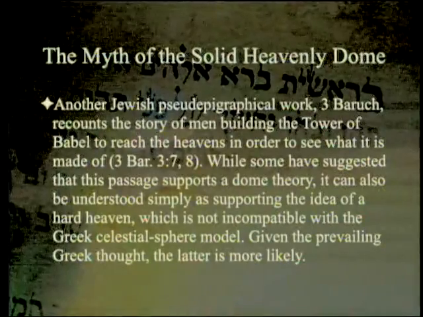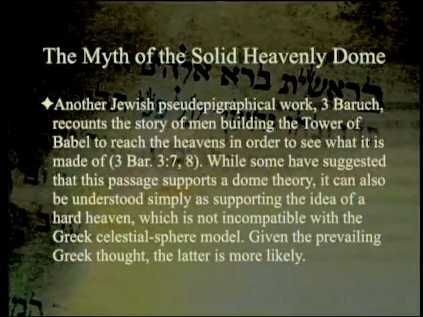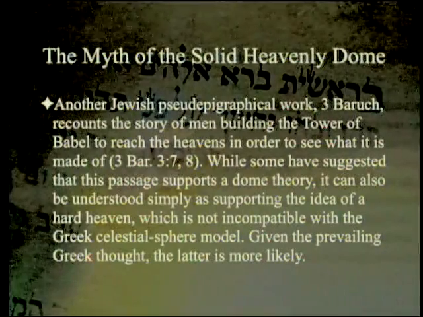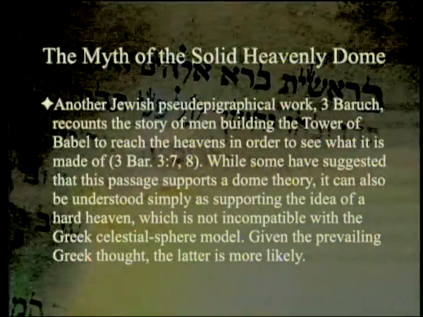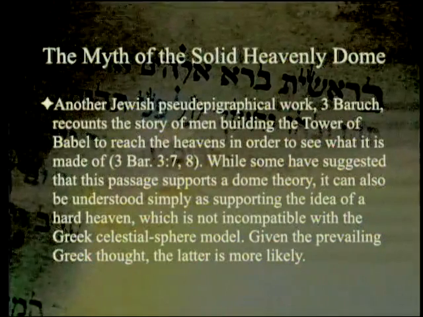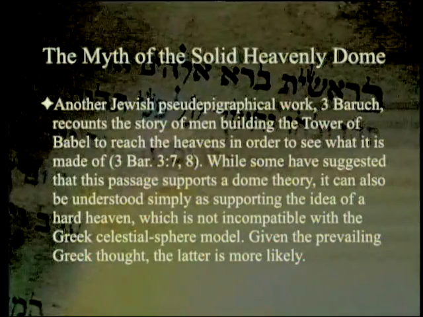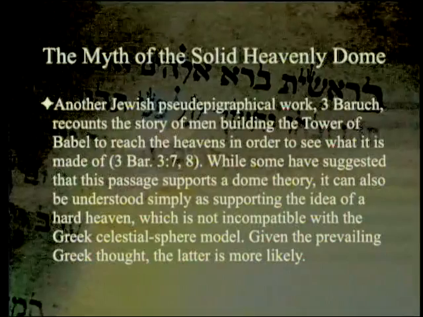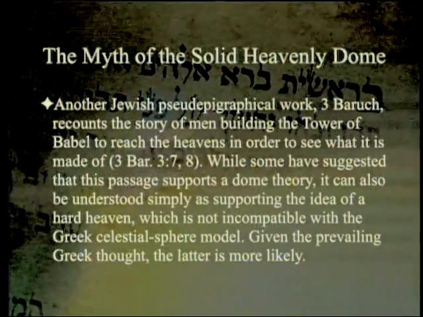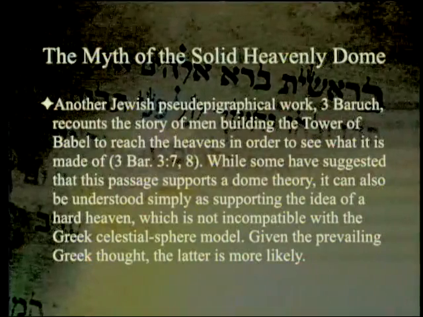Another Jewish pseudepigraphical work, Third Baruch, recounts the story of men building the Tower of Babel to reach the heavens in order to see what it is made of. While some have suggested that this passage supports a dome theory, it can also be understood as simply supporting the idea of a hard heaven as a sphere, which is not incompatible with the Greek celestial sphere model. Well, it is in one way.